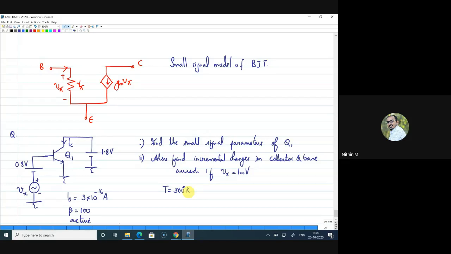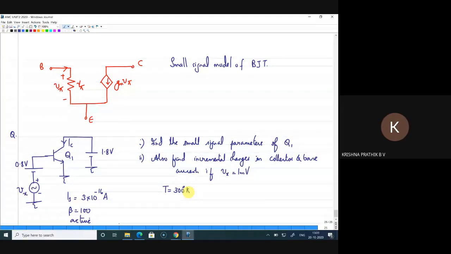Krishna Pratik, are you there? Yes, sir. Krishna Pratik, can you tell me what are the small signal parameters you should find now? So the IC, IB, IE, and then input resistance, output. What are the small signal parameters here? So the small IC, that small signal current.